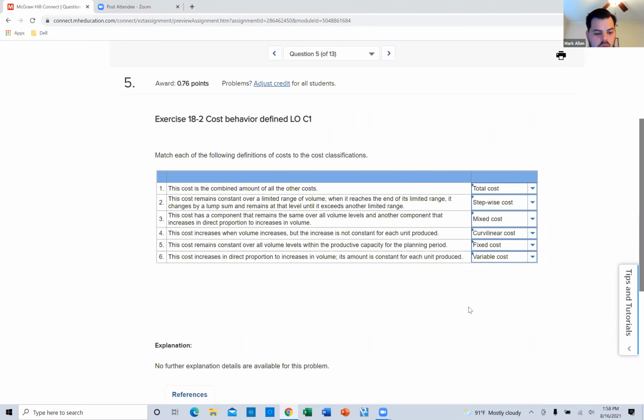Number 5, this cost remains constant over all volume levels within the productive capacity for the planning period. A fixed cost does that. Doesn't matter. You produce 0 units, you produce 1 unit, you produce 10 million units. As long as it's within that productive capacity, it is not changing. Fixed cost. Number 6, this cost increases in direct proportion to increases in volume, and the amount is constant for each unit produced. That is, of course, a variable cost.